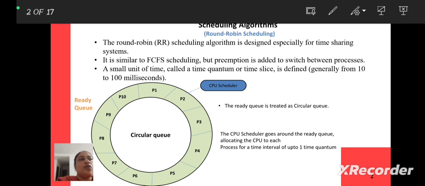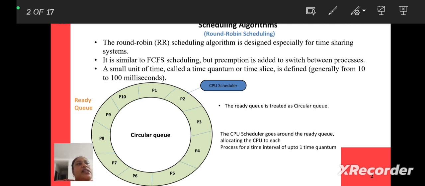Here a small unit of time called a time quantum, or a time slice, is defined, which is generally from 10 to 100 milliseconds. So in round robin scheduling, we define a small unit of time, usually called the time quantum or time slice, generally between 10 and 100 milliseconds, and each process will be assigned this time quantum for its execution.